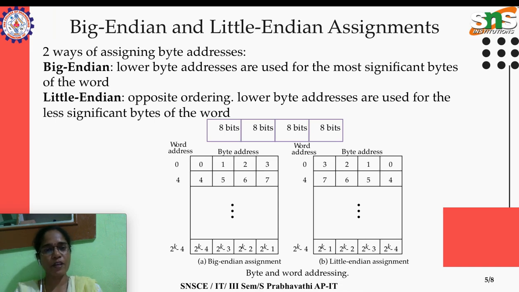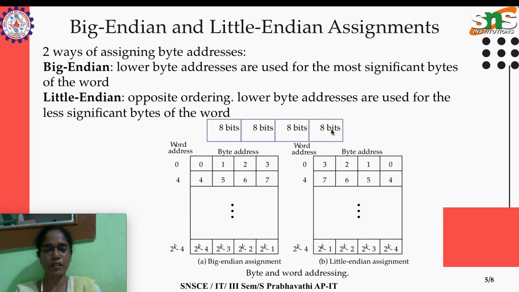And there are 2 ways to represent the byte address. So far we have seen byte addressability, and there are 2 ways of assigning the byte address for the word, that is by means of big Endian and little Endian. This is the diagram for assigning the big Endian byte address, and this is for the little Endian assignment. In this example the word is of 32 bit size.